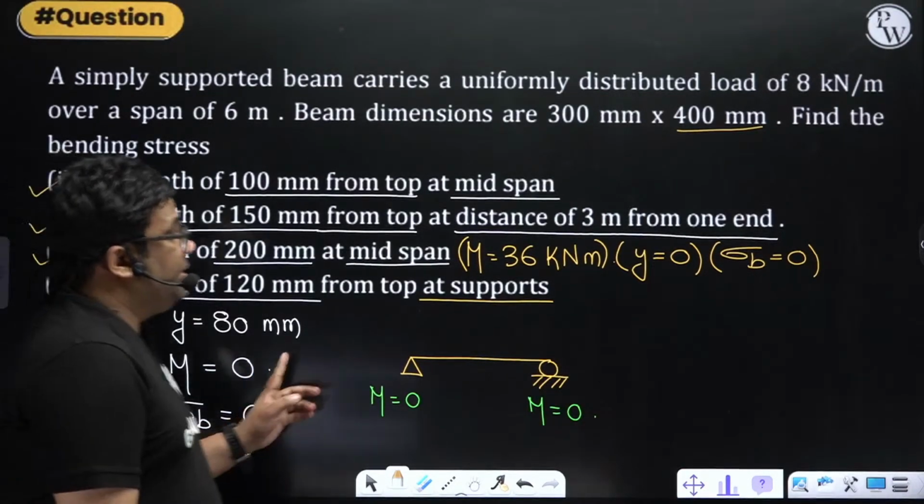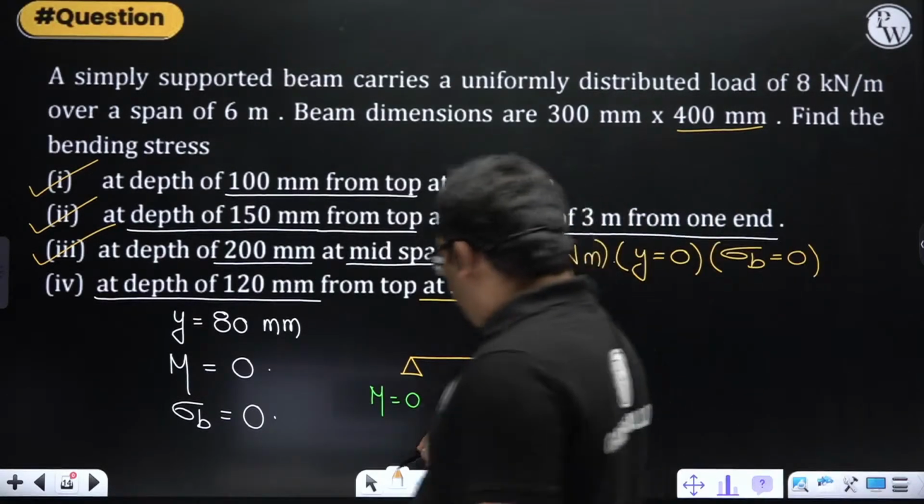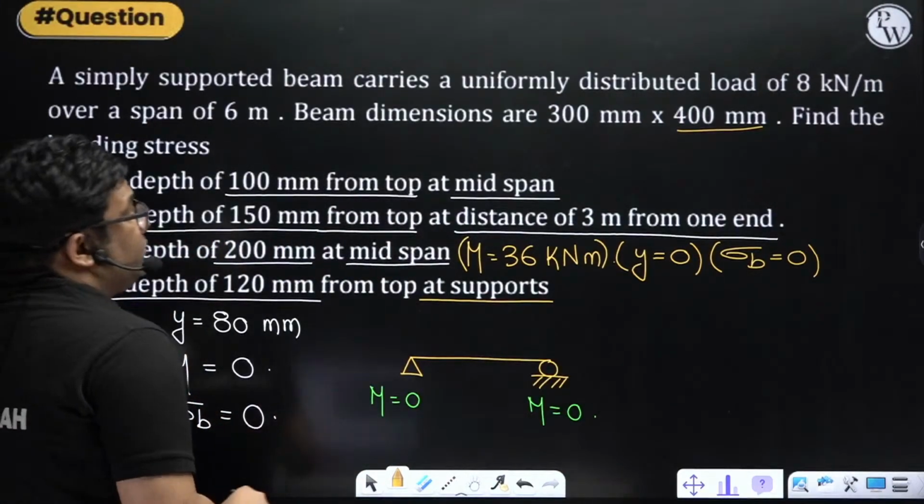So you see that point number 3 and point number 4, what happened? Bending moment was 0, so bending stress is 0, even if y is non-zero, right? And in the third case, what happened? Bending moment was not 0, but y was 0, therefore bending stress is 0. Right? Very good.